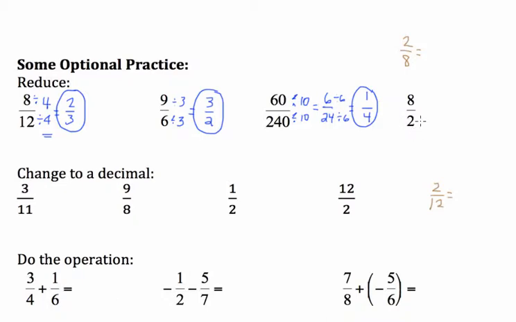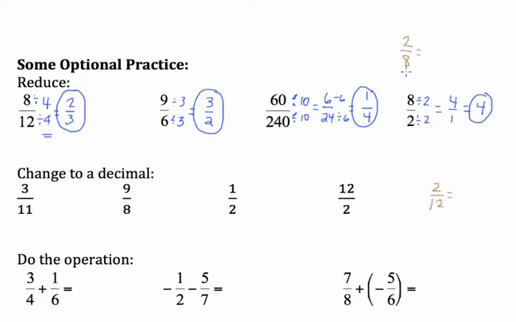8/2. There are 2 ways to do this problem. I'll show you how to do it by doing the reducing method that we've been using. 2 is a common factor, so I can divide both top and bottom by 2, giving me 4/1. Anytime a fraction has a denominator of 1, it's just the number 4. 4 and 4/1 are the same thing. We could also think of this as a division problem. 8 divided by 2 is 4. Notice that since the numerator is larger than the denominator, the answer turns out to be greater than 1.